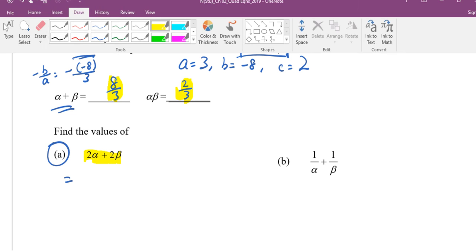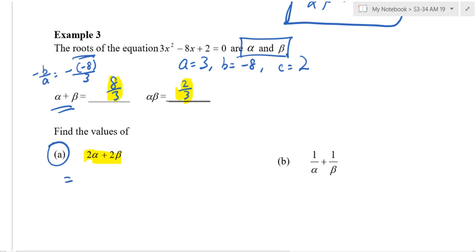Now, can you write down? Okay, maybe I don't tell you the answer first. Anyone can tell me how do I find 2 alpha plus beta? Factorize. How many want to solve alpha and beta? Is this a simultaneous equation? Simultaneous what? Alpha plus beta, alpha beta. Can I solve simultaneous? Yes.